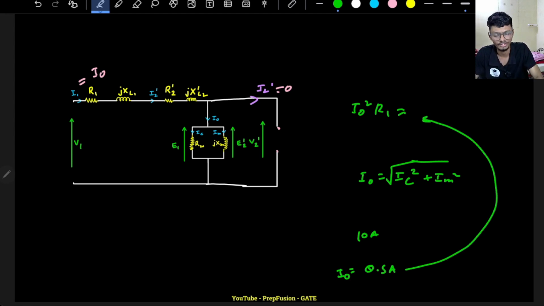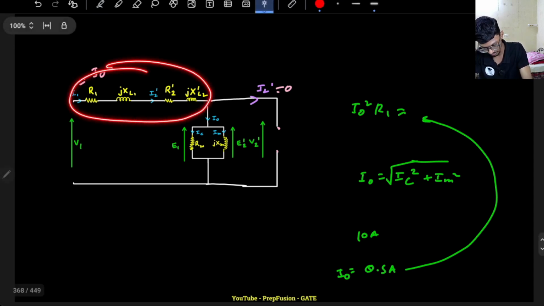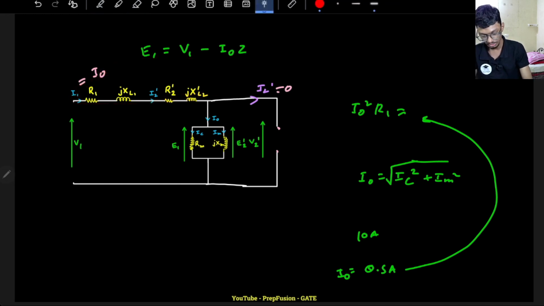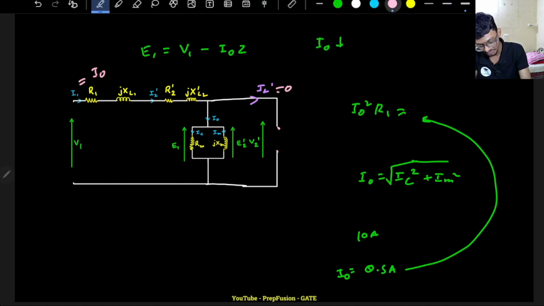We can neglect it. So ultimately what loss will I get? We can neglect this drop as well. What is the drop? Here E1 equals V1 minus I0 into Z, whatever this equivalent impedance is. But I have already told you that this I0 will be very low. So we can approximate that E1 will be roughly equal to V1 only. So if E1 equals V1 at no load, I will be able to calculate V1 squared divided by Rm. This will give me the core loss.